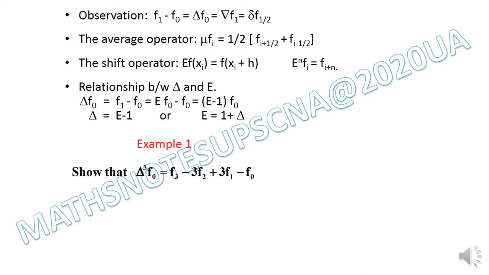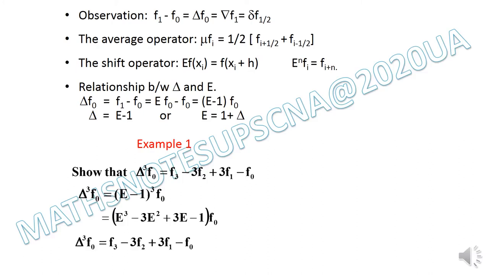Now we see one example based on this. We have to show that Δ³f0 is equal to f3 − 3f2 + 3f1 − f0. We take the first term on the left-hand side, that is Δ³f0, and substitute the value of Δ, that is (E − 1)³ f0. We open this cube, (E − 1)³, and apply each operator on f0. So E³f0 − 3E²f0 + 3E f0 − f0, and this is the result which we had to show.